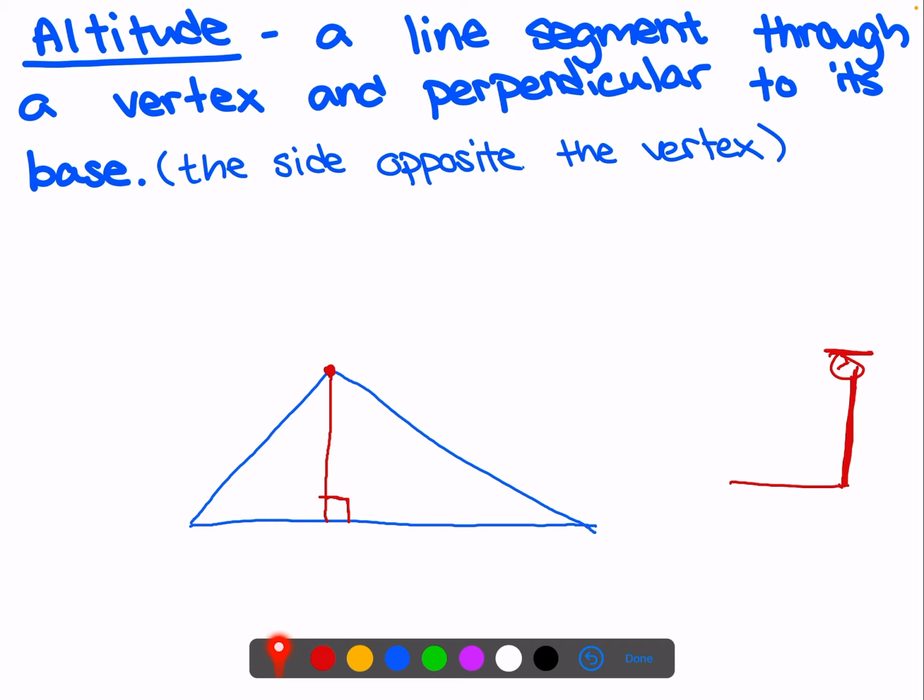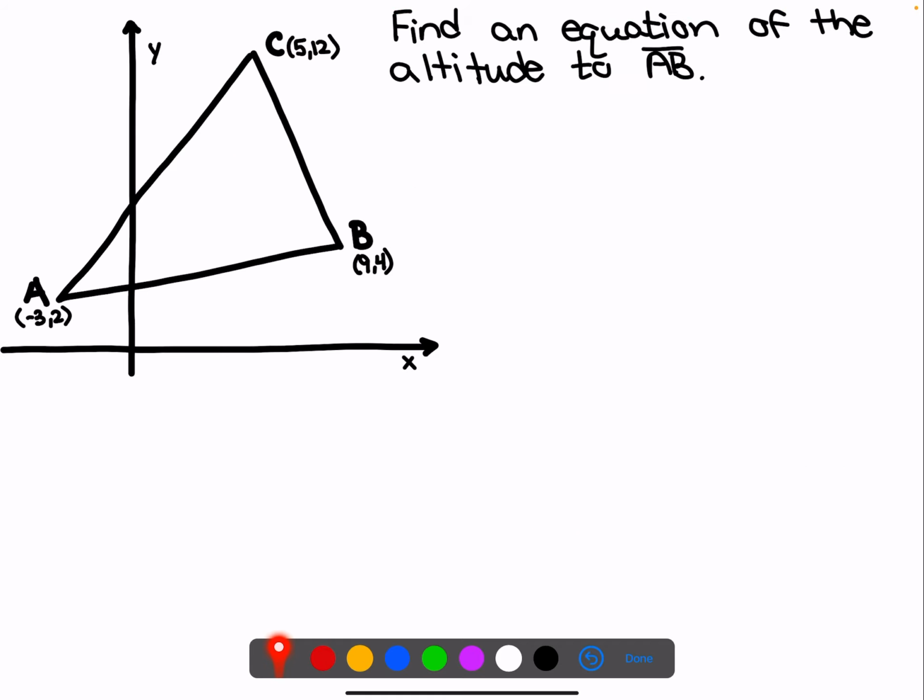All right, let's go ahead and try out one of these problems with altitude now. Find an equation of the altitude to AB. Again, we're dealing with the same exact triangle, ABC, same numbers and everything. This time we're finding the altitude to segment AB. So my altitude's going to connect from the opposite vertex to segment AB, so it needs to go through my triangle.